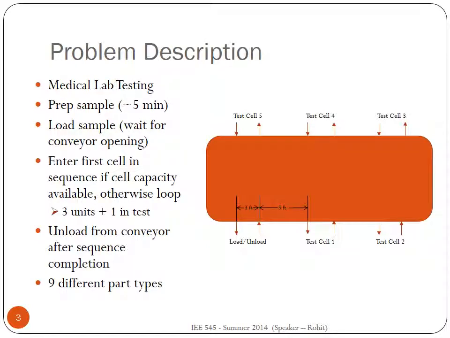Okay, let's get into our problem description. So this problem is for a medical lab testing facility. And in this scenario, we have 5 different test cells and a load and unload area. The samples take about 5 minutes for the load area. And so each of these 9 different part types come in with their various sequences, and they move through the system in a counterclockwise fashion. And it's basically a conveyor belt system, and there's 3 units for each of the cells for a capacity, and there's 1 in the test for each of the cells.